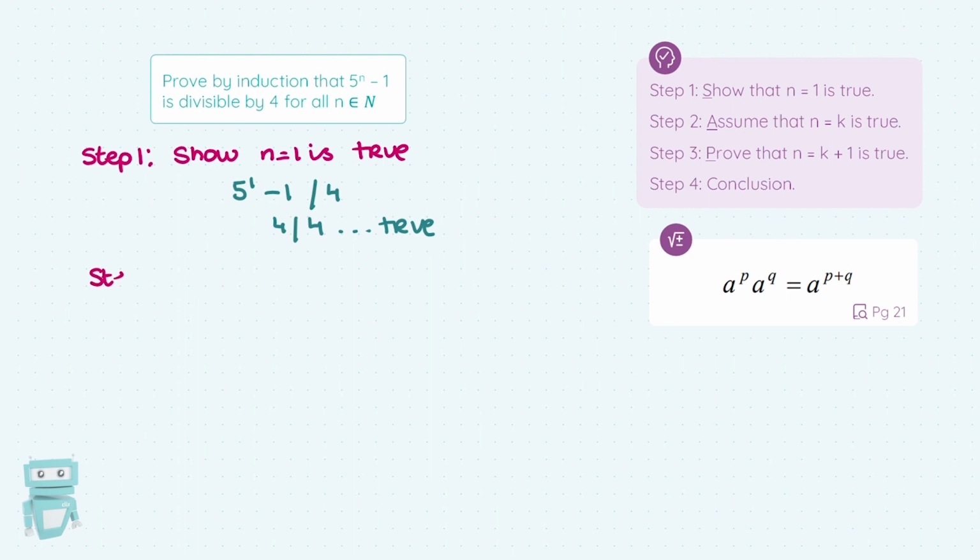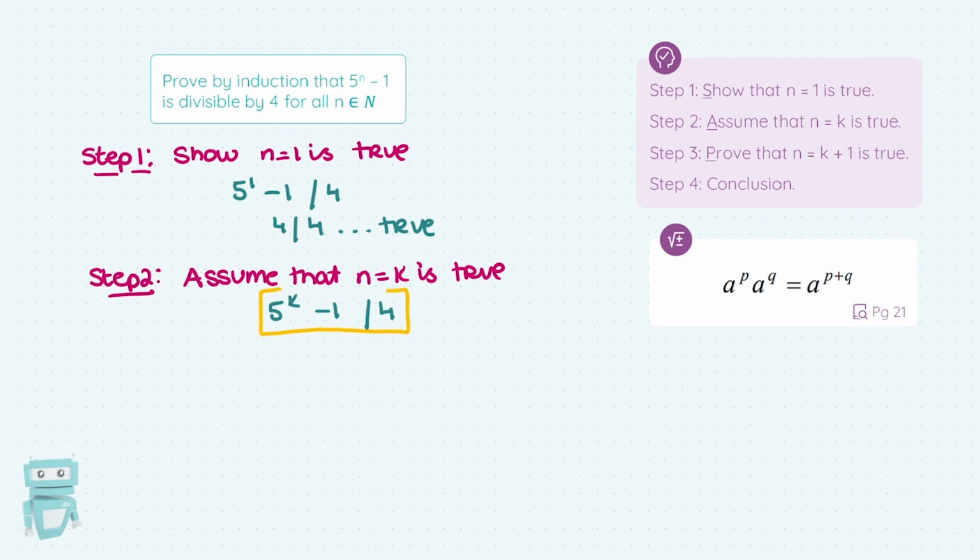Now we're on to step 2. The A in SAP is assume that n is equal to k is true, and this is what we always go back to in proof by induction. So we always go back to the assumption. Like we did in the first step, just simply sub in, or horse in, k for our n. And as I say, always in this step 2, highlight it, double underline it, put a box around it, because this is what you're always going to go back to in your proof by induction.